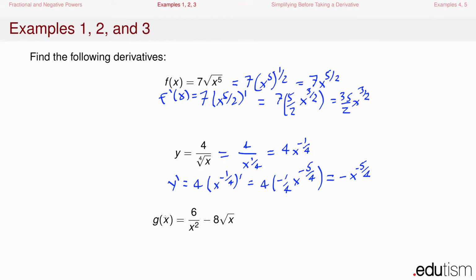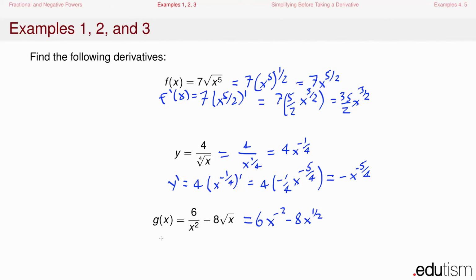Same thing can be done with this more complicated function. g of x is 6 over x squared minus 8 square root of x. The first step is to rewrite this all as a power function. x squared on the bottom of the fraction is the same as x to the negative 2. Square root of x can be rewritten as x to the 1/2. Then I can take the derivative of this.